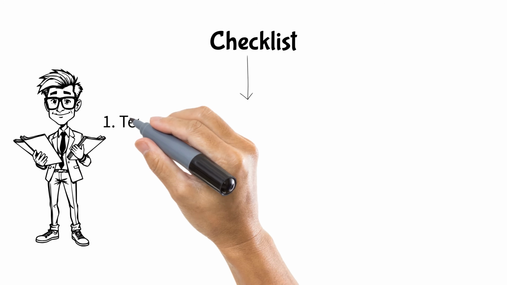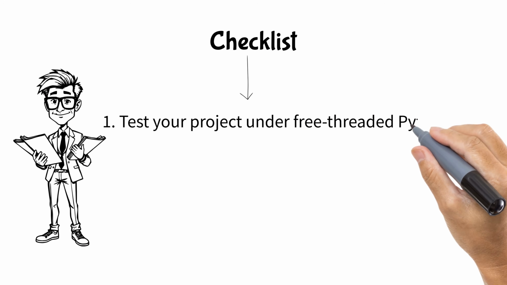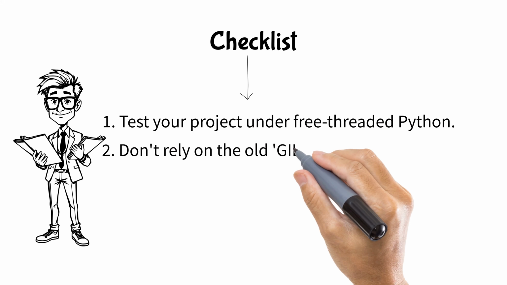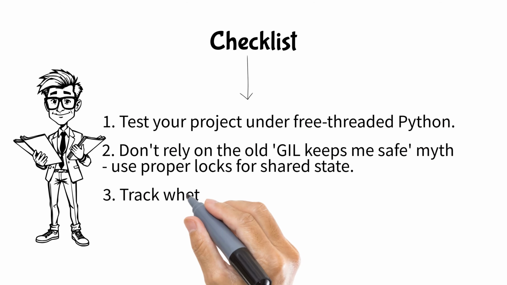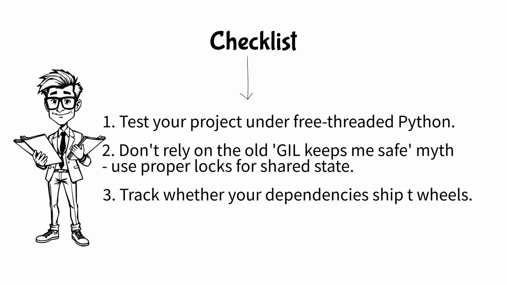Don't rely on the old "the GIL keeps me safe" myth. Use proper locks for shared state. Track whether your dependencies ship T wheels.